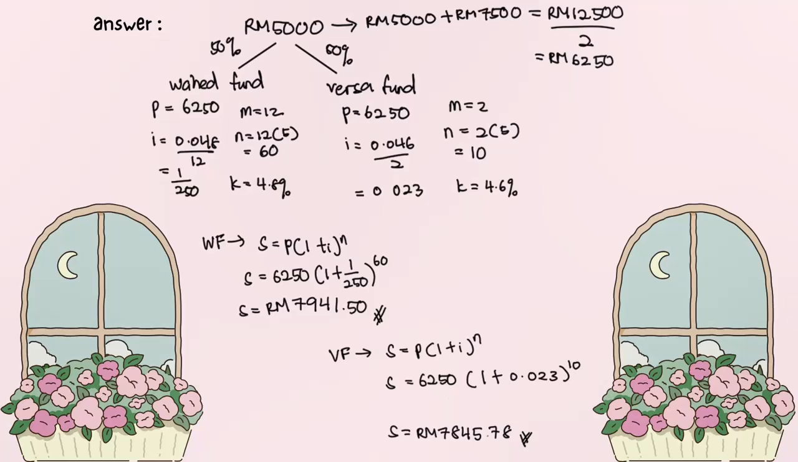Now, we will calculate for both companies. For Wahed Fund, S equals 6,250 times (1 plus 1/250) to the power of n, where n is 60. So the answer is 7,941 ringgit and 50 cents. Meanwhile, for Versa Fund, S equals 6,250 times (1 plus 0.023) to the power of 10, and the answer is 7,845 ringgit and 78 cents.